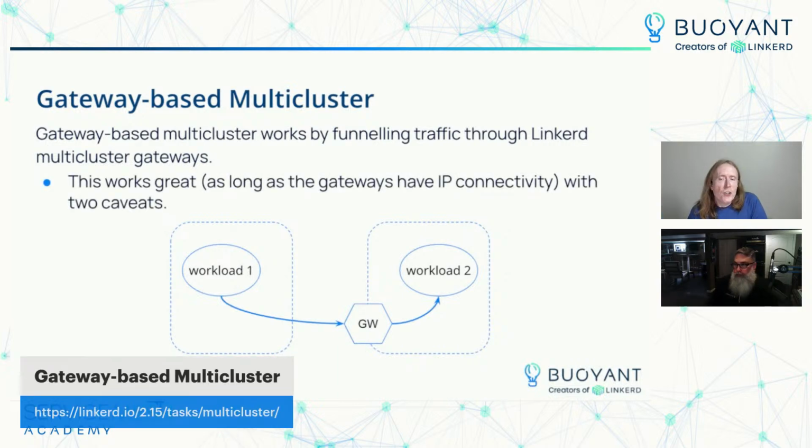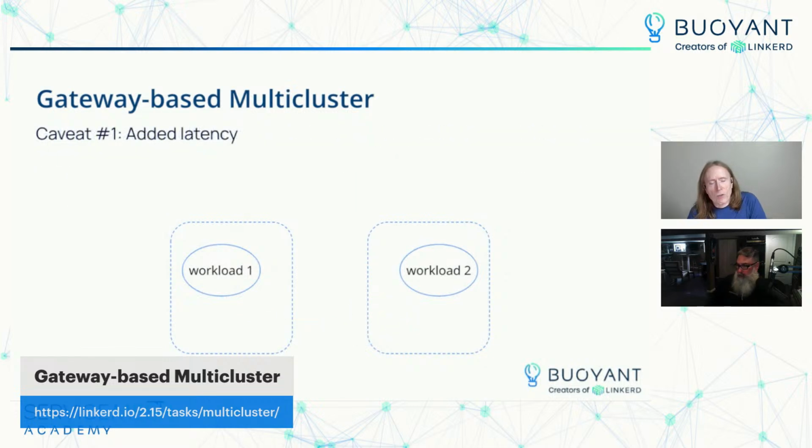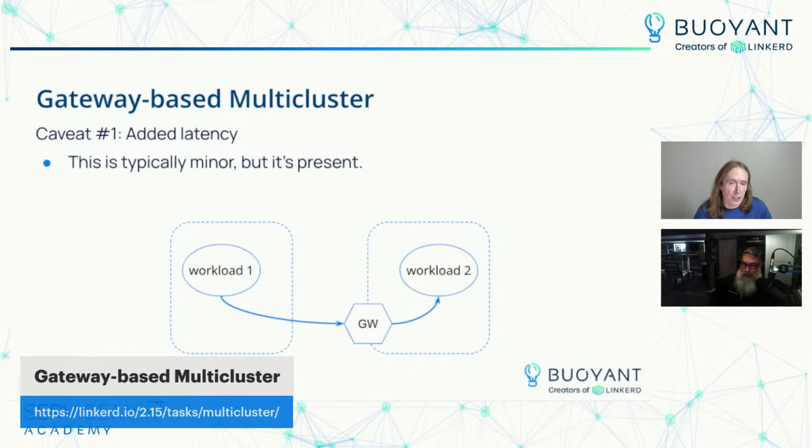We do get two interesting caveats with this approach. The first one is, yes, you are talking about some added latency here, because workload 1 has to send the traffic to the gateway, and then the gateway has to send the traffic on to workload 2. The gateway, for the record, is actually a Linkerd proxy. And that means that it's not much latency, but it's non-zero. Laws of physics and all that.